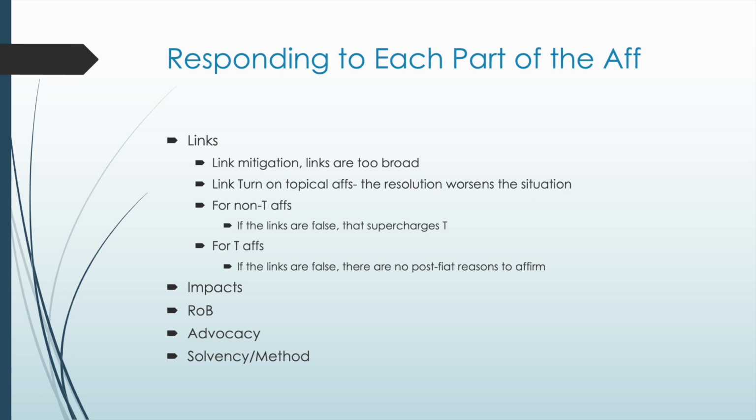For topical affs, if the links are false, there's no post-fiat reasons to affirm, because the links are proving that the resolution does something positive in terms of addressing a form of violence. And so if you're proving that those links are false, that the resolution does not change anything for the better, then you're taking out the post-fiat level, and now you just have to engage on the pre-fiat level.